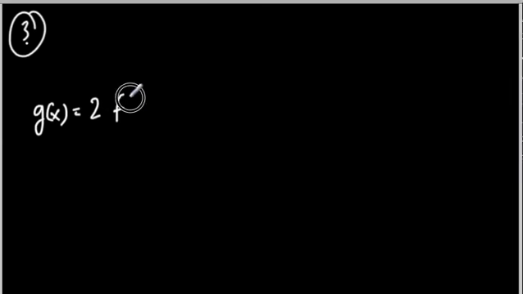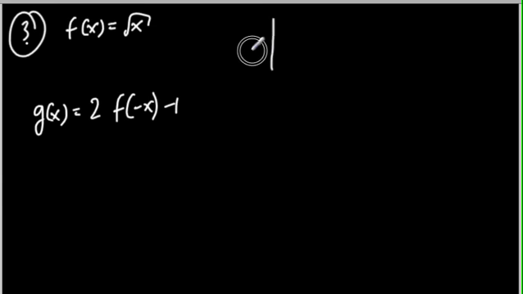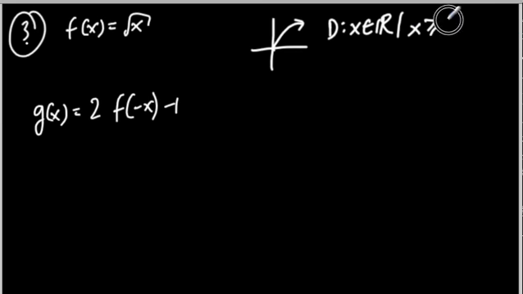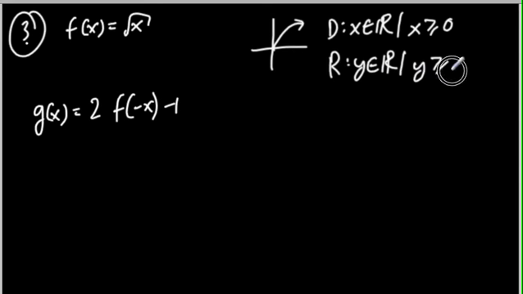2 f of negative x minus 1. Now, as always, f of x is equal to the square root of x. Let's do the domain and range. The domain is x is an element of reals, x is greater than or equal to 0. The range is y is an element of reals, y is greater than or equal to 0.